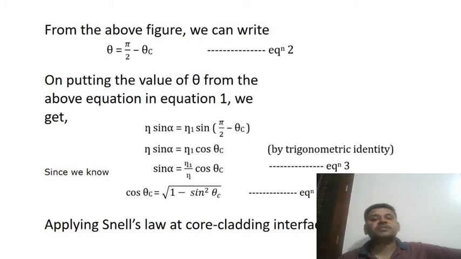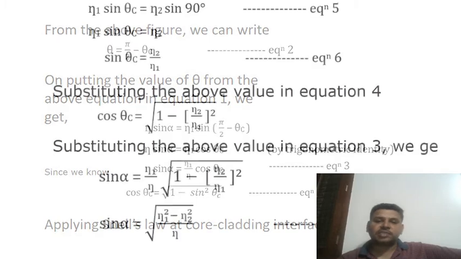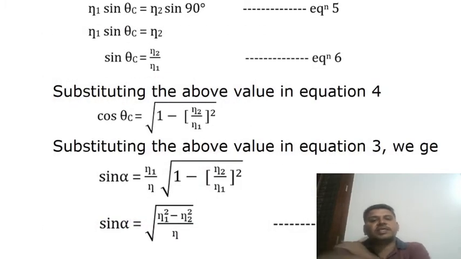This is for air and core. Next, applying Snell's law for core and cladding, that is n1 and n2, we get equation 5. Sin 90 we know the value, so n1 sin theta c is equal to n2, so sin theta c is equal to n2 by n1. Substituting in the previous equation, cos theta c is equal to the square root of 1 minus (n2 by n1) whole square. Substituting in equation 3, we get sin alpha equal to n1 by n0 times the square root of 1 minus (n2 by n1) whole square, so sin alpha equals the square root of n1 square minus n2 square, divided by n0. Here n0 means the refractive index of the air medium.